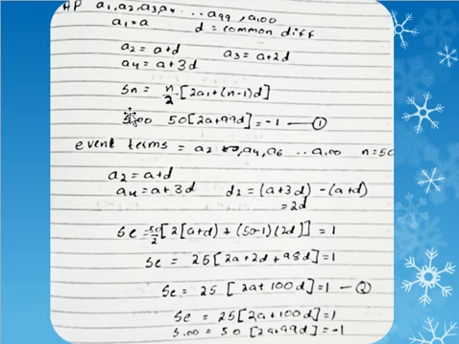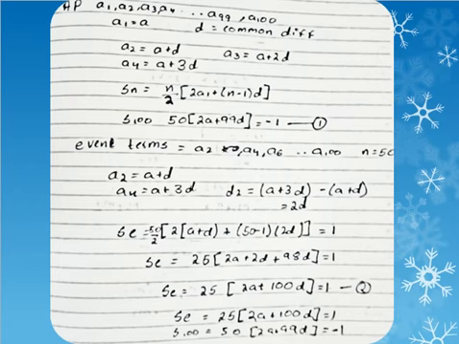Now the sum of the first 100 terms is n by 2 into 2a plus n minus 1 into d. Just substitute the value of n as 100 and you're going to get this equation: 50 into 2a plus 99d equals -1. Take that as our equation 1, and we need another equation to solve this because this contains two variables. One is the first term a, another is the common difference d.